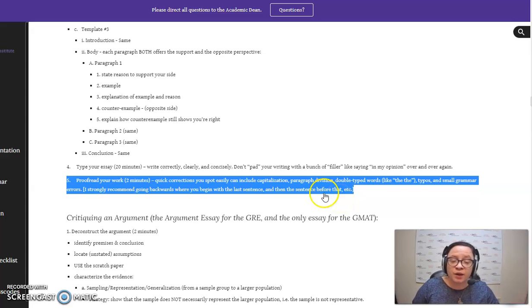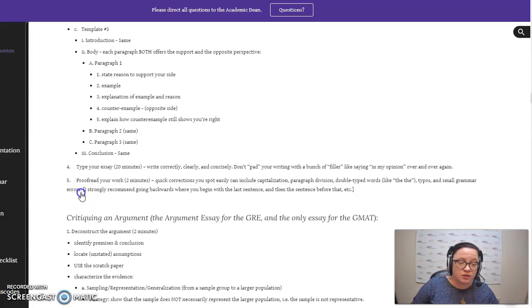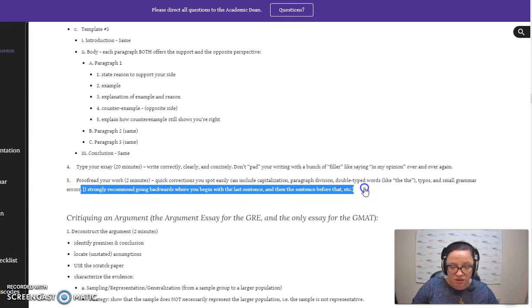What I strongly recommend is a method I learned when I was teaching at a university, which is to go backwards, sentence by sentence. So read the last sentence looking for spelling and grammar errors, then the second to last sentence, then the previous one up, and so on and so forth as you continue going up the essay until you've read all of it backwards, basically. So you'll look for capitalization problems, paragraph division issues, double typed words, typos, small grammar errors.